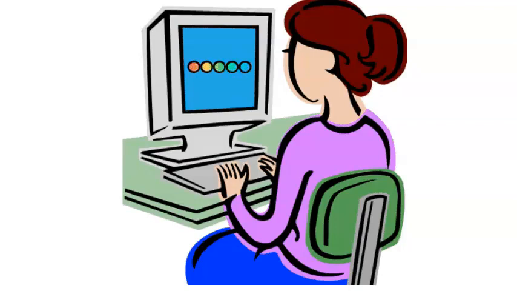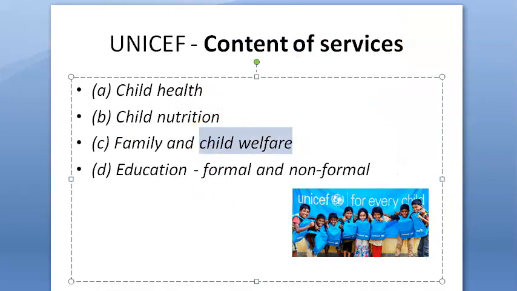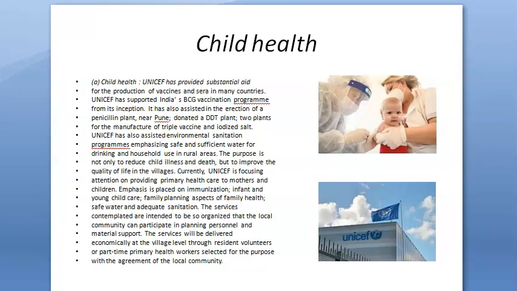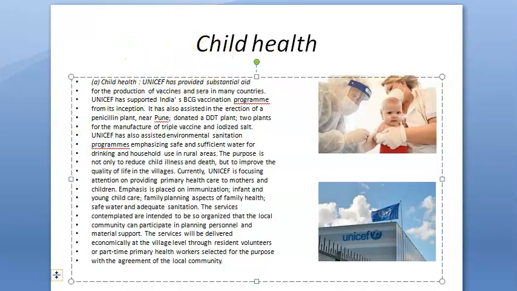Then what they said, we'll improve the country in which they are living. Personal development, long term. So what they have to give? Family development, education, which is formal and non-formal. And then what else? Child welfare, you have to add one word, content of services. So child health, what and all they will do.